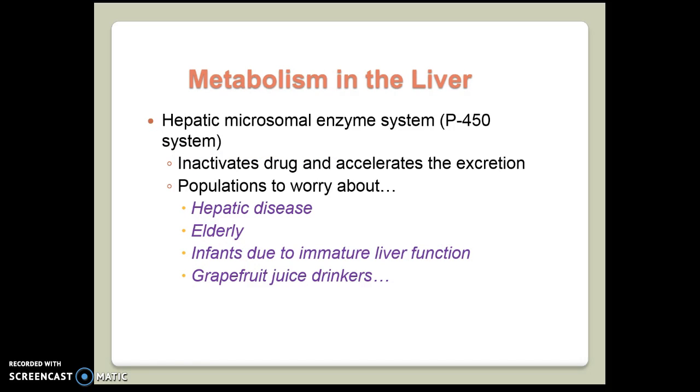So in the liver, there is a hepatic microsomal enzyme system. And if you become a nurse practitioner, you'll take advanced pharmacology and you'll hear all about the cytochrome P450 system. What you need to know is that there is an enzyme system in the liver whose job it is to inactivate drugs and accelerate their excretion. The populations you need to worry about are patients with hepatic disease, because their P450 system is not working well, as is the elderly. Infants may have immature liver function, especially if they're premature, and grapefruit juice drinkers. Science has shown that grapefruit juice interferes with the P450 system. So that's why many medications shouldn't be taken with grapefruit juice.